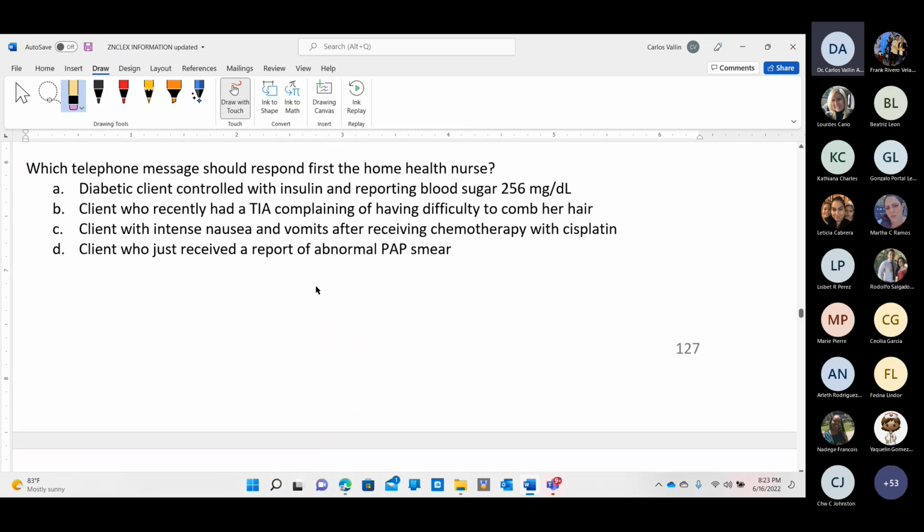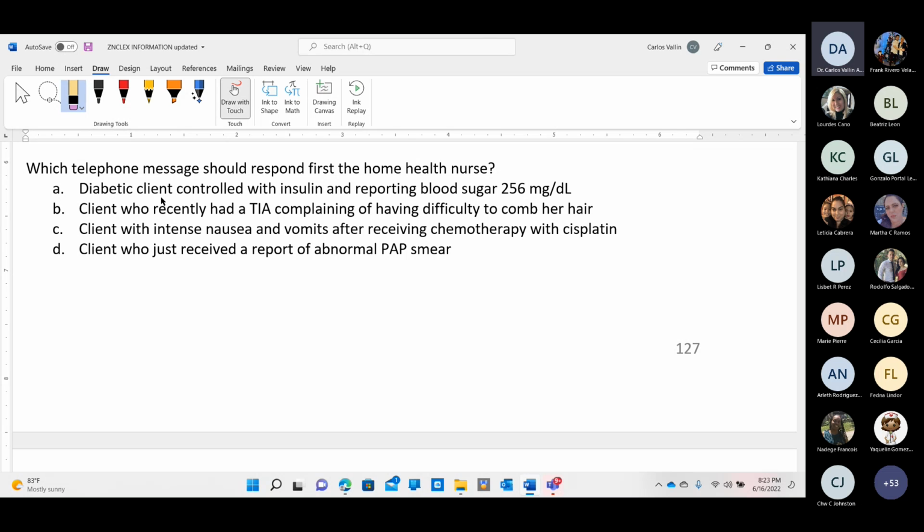Very good. Which telephone message should the nurse respond to first? Which telephone message should the home health nurse respond to first? One, so we understand the question. It's a question of prioritization. It's related to a situation that is reported through a phone call and requires immediate follow-up.